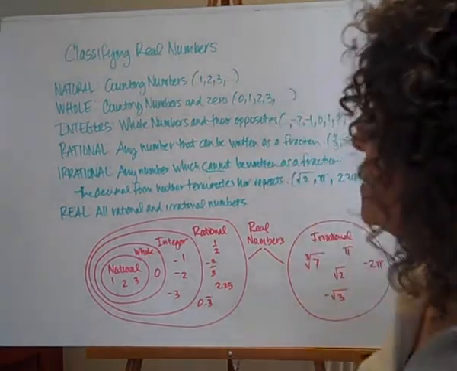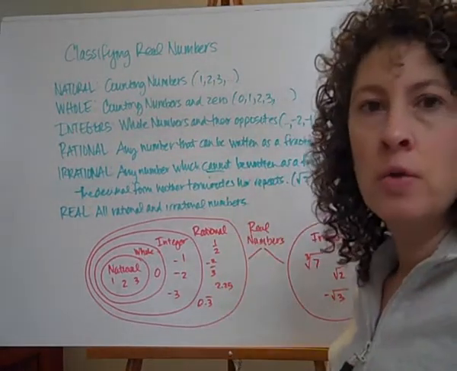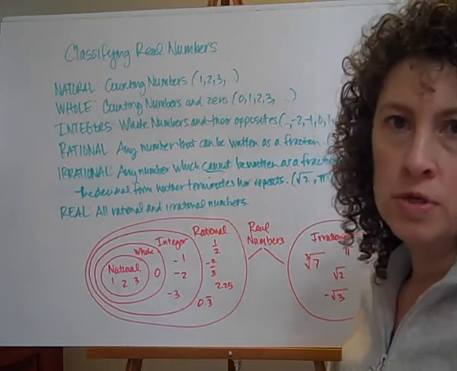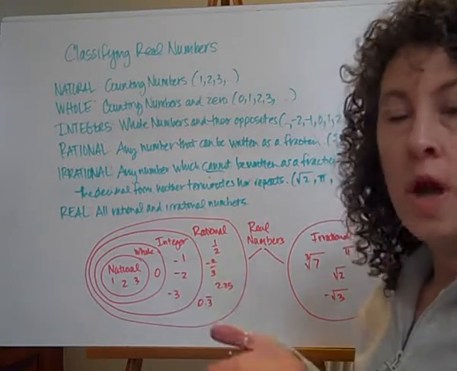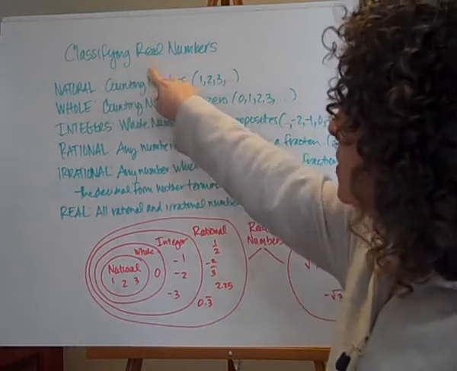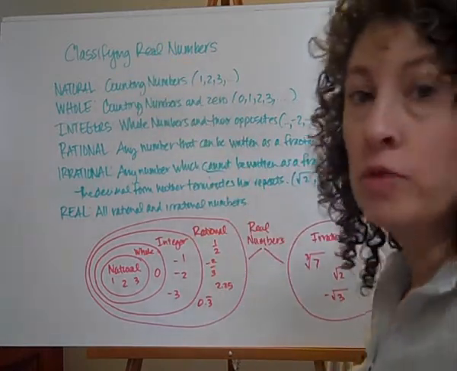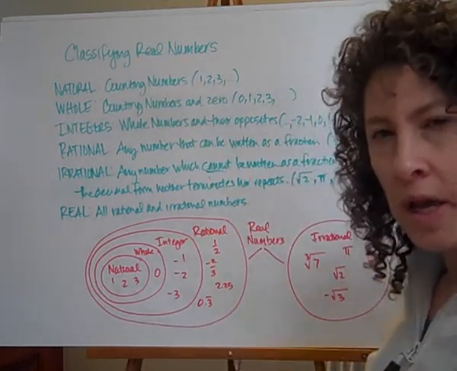Classifying real numbers. So we're going to look at the different categories of numbers that we've been working with so far with the operations that we've been doing. And those all fall into this category called real numbers. We've got smaller groups, and they kind of get bigger as we go.